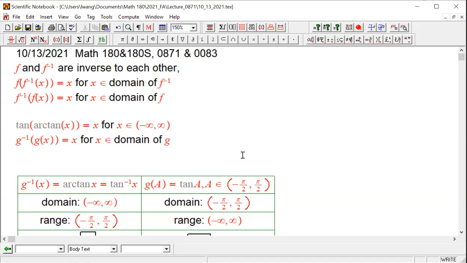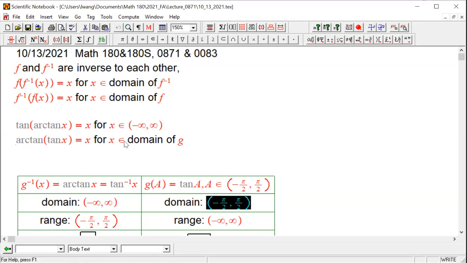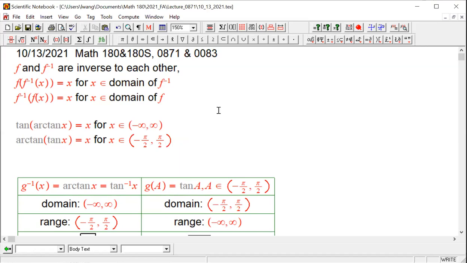You look at the third row of the first table in trig 7a. And that is one of them. The other one, G inverse, is arctan, and G is the tan, otherwise specified. How is it otherwise specified? X is in the domain of G. The domain of G is this guy. This is how we do otherwise specified. So that turned into the two properties you saw on the third row of the first table in trig 7a.